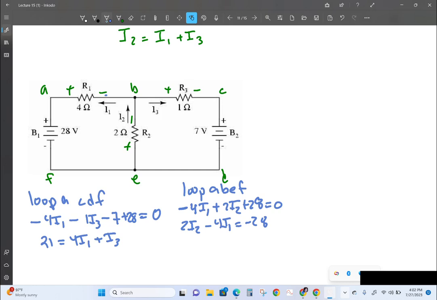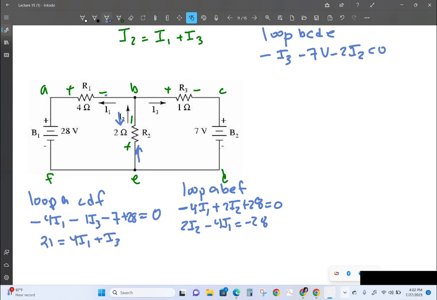And then I can do loop B, C, D, E. From B to C, I'm going to lose I3 times 1, and I'm going to lose 7 volts. As I come back around, I'm going to lose I2 times 2. Why is that a loss in this one? Because as I go around from E to B, I'm going up, so I'm going from positive to negative, and that's a loss. In the other loop, I was going down through it, and it was a gain.